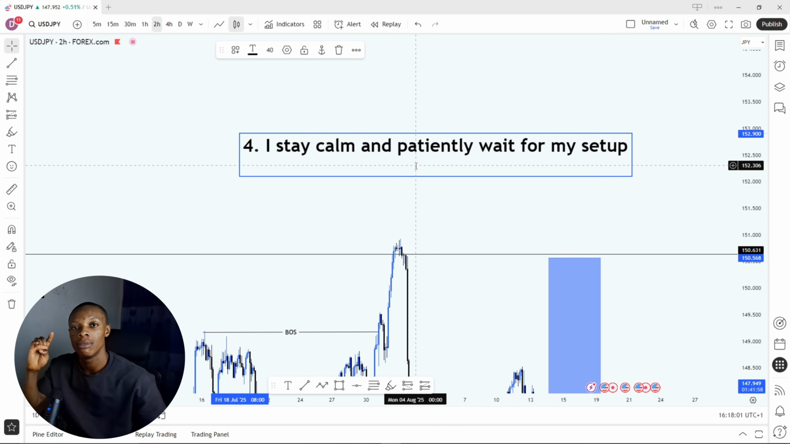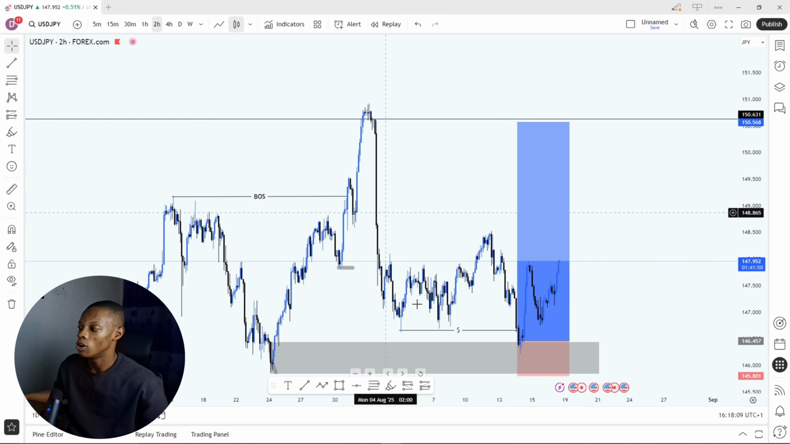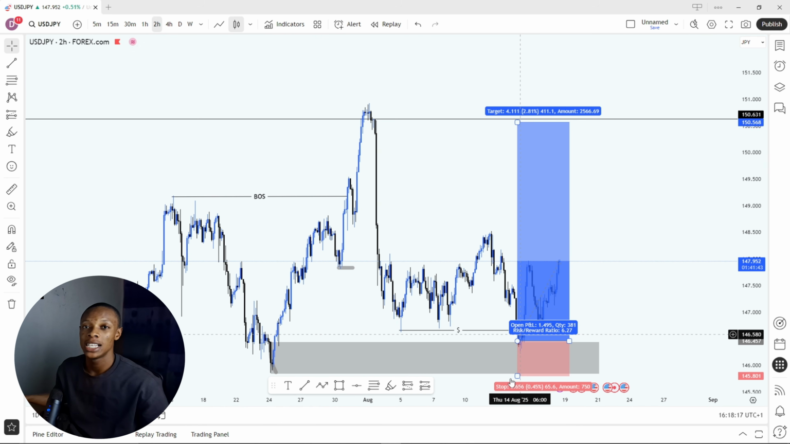So you want to learn to stay calm. Don't get carried away because your setup is not present and start jumping on trades. Make sure your setup is present, your break of structure is present. On this very buy, I waited for almost a week, right? I did the analysis on Monday. It came to my entry the next Monday.